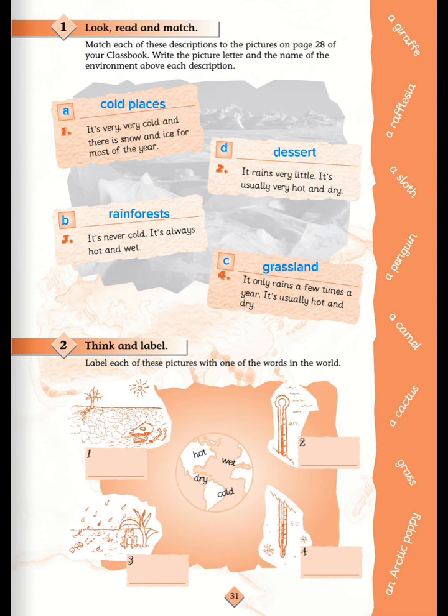Think and label. Label each of these pictures with one of the words in the word box. Let's see the answers. Number 1. Dry. Number 2. Hot. Number 3. Wet. Number 4. Cold.